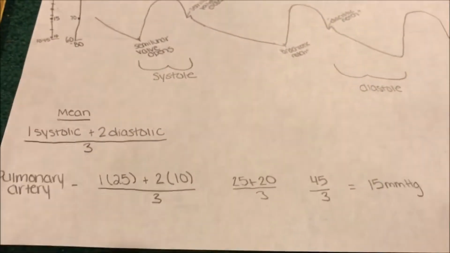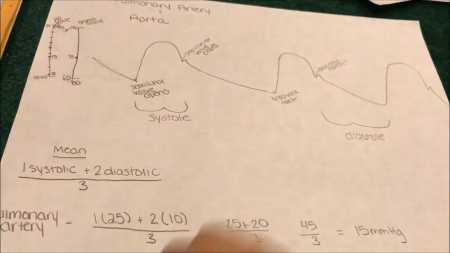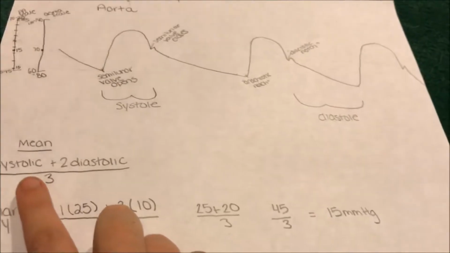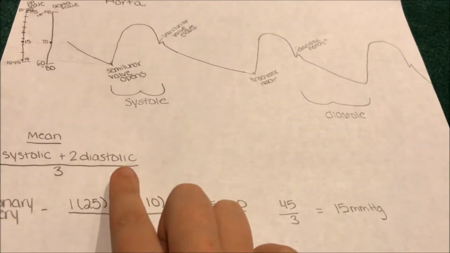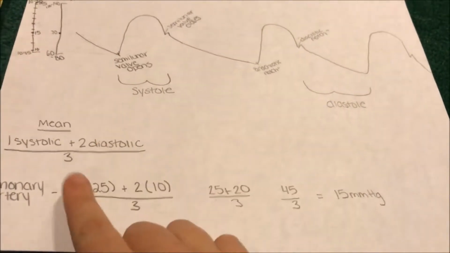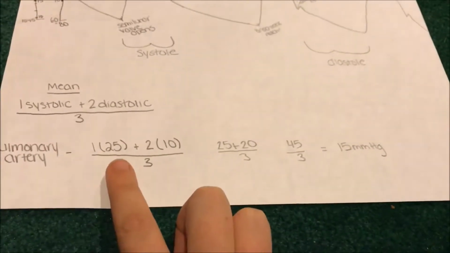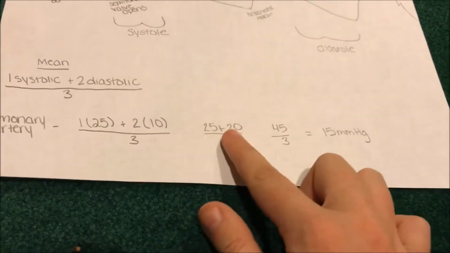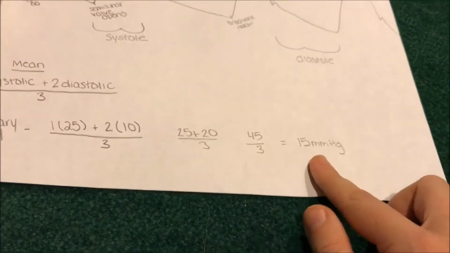So to figure out the mean, we're going to take it like this. This is the pulmonary artery. So I said that the systolic is probably about 25. You take 1 of 25, then you add 2 of the diastolic pressure, which I said was about 10. Then you divide that by 3, and I did the math here for you. 25, plus 2 times 10, is 25 plus 20, divide that by 3, which is 45 divided by 3, which equals 15.